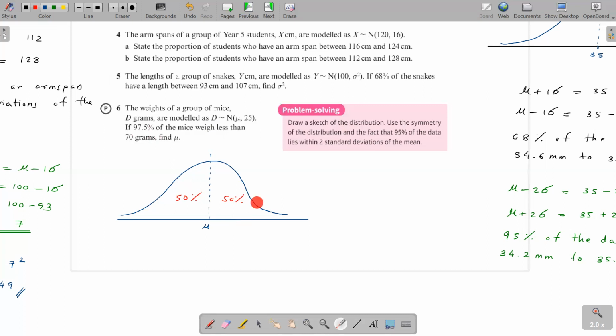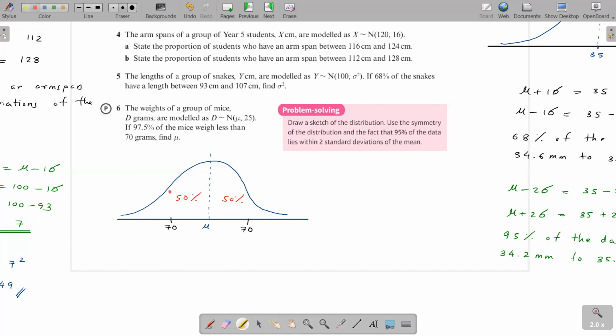Now, you know the area gives the probability, isn't it? The area gives the probability. So if the area here is 97.5%, then 97.5% of the area needs to be covered by a weight less than 70. So where are you going to mark 70? Should I mark 70 behind the mu, or after mu? I want the area behind. 97.5% of the mice weigh less than 70, so should I take 70 behind mu or after mu?